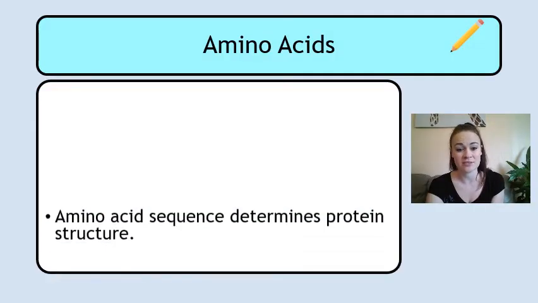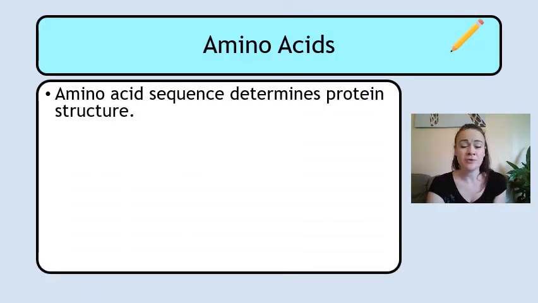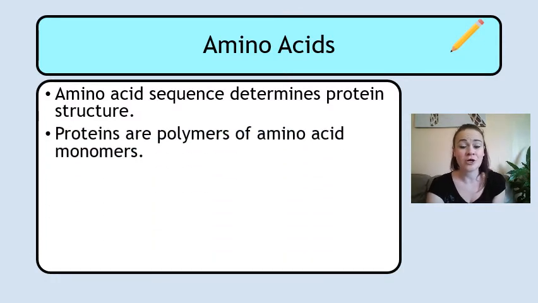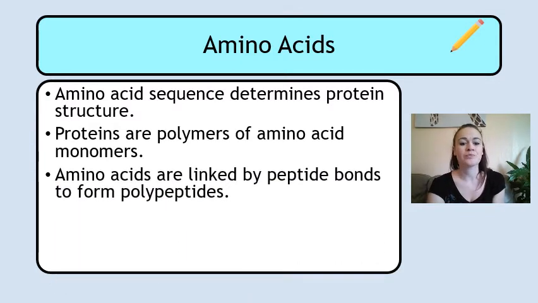So, amino acids. The sequence of amino acids determines the protein structure. Proteins are polymers of amino acid monomers. Poly is many, mono is one. So one amino acid, if you join a few of these monomers together, you get a polymer. Okay. When you do join them together, they're linked by a peptide bond to form the polypeptide chain.